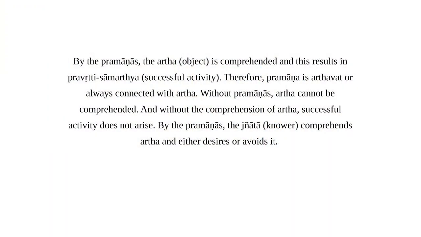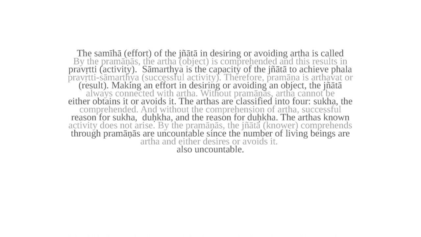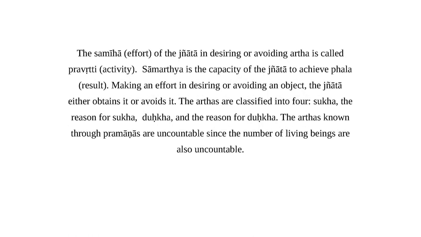And the translation of this is, by the pramanas, the artha is comprehended, and this results in pravritti samarthya, or successful activity. Therefore, pramana is arthavat, or always connected with artha. So both are always together. Without pramanas, artha cannot be comprehended. And without comprehension of artha, successful activity does not arise. By the pramanas, the jnata, the knower, comprehends artha and either desires it or avoids it. The samiha, the effort of the jnata in desiring or avoiding artha, is called pravritti, activity. Samarthya is the capacity of the jnata to achieve phala. Making an effort in desiring or avoiding an object, the jnata either obtains it or avoids it.